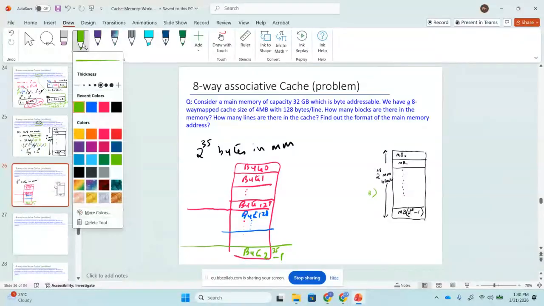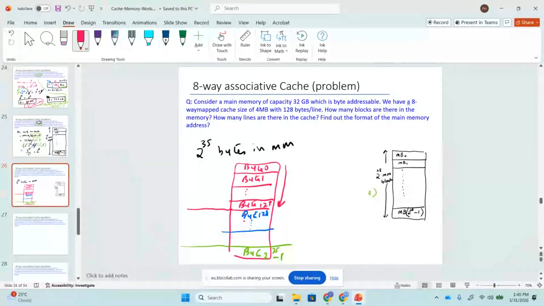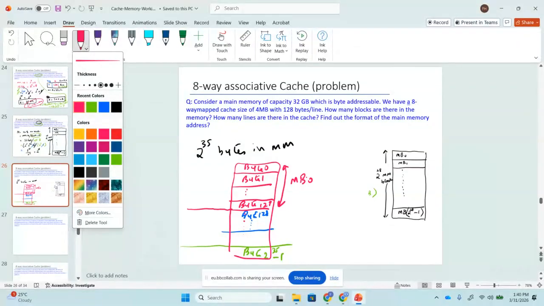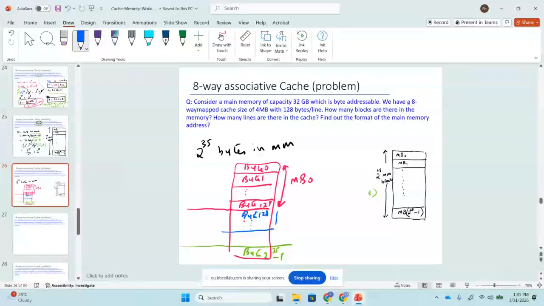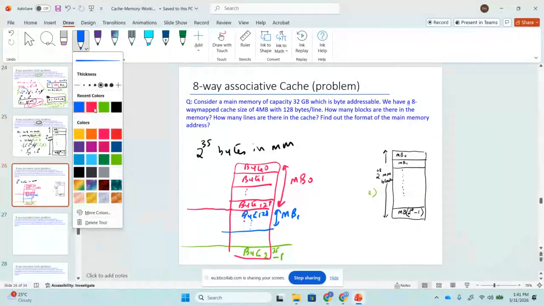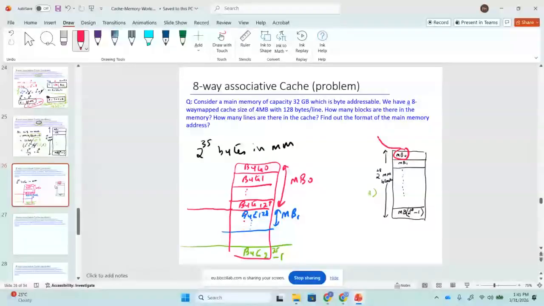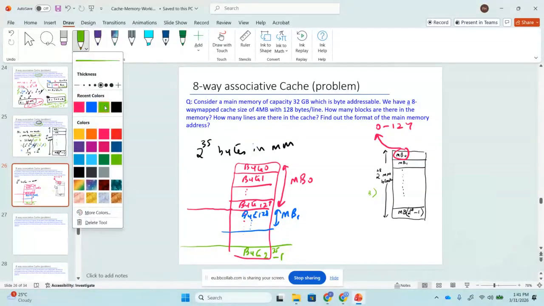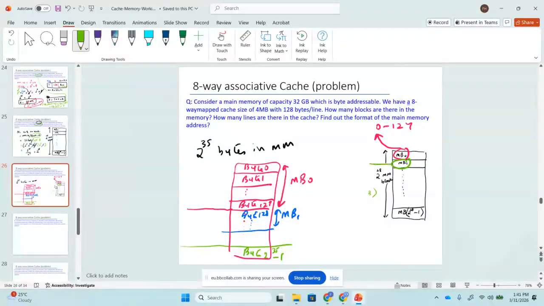Please remember, this thing belongs to which main memory block? Is it set 0? No, main memory block 0. And this one? Main memory block 1. Now this main memory block 0 will consist of all of the bytes from byte 0 till byte 127. Any question? Not 128, 127. And what about main memory block 1? What will it contain? Anyone help me?